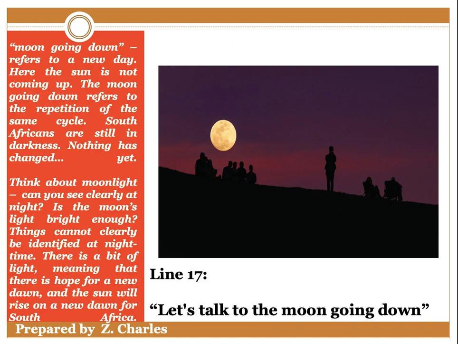And think about moonlight. Even though the moon is shining outside, can we see clearly at nighttime? Not really. Is the moon's light bright enough? Things cannot clearly be identified at nighttime. There is a bit of light, yes, we know that, meaning that there is hope for a new dawn. So yes, there's a little bit of light, there's a little bit of hope. Yes, we can move forward as a country, and the sun will rise on a new dawn for South Africa.